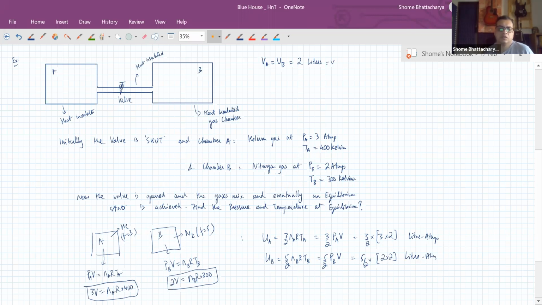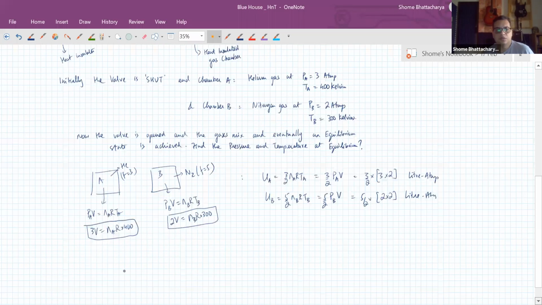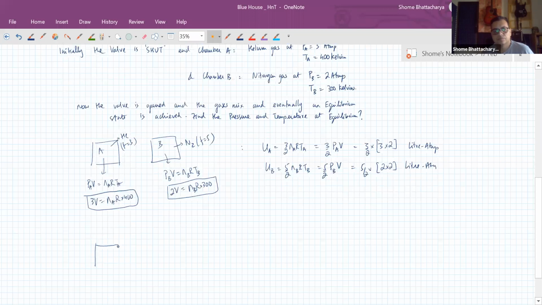Liter atmosphere. Okay. Now from here it goes to a state where, in equilibrium, we have one chamber A plus B, which is of volume 2V or 4 liters. Okay. It contains a mixture of nitrogen plus helium with number of moles equal to Na plus Nb, at pressure P and at temperature T.